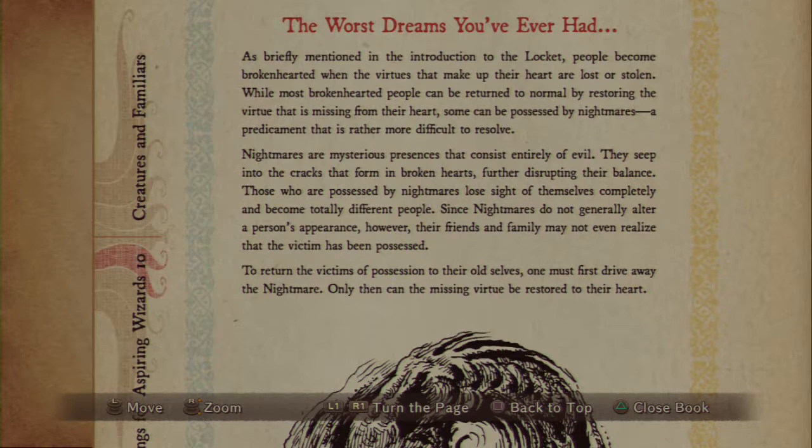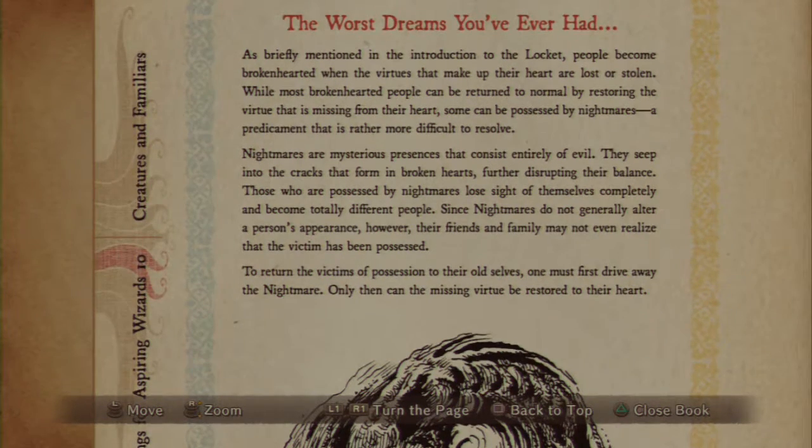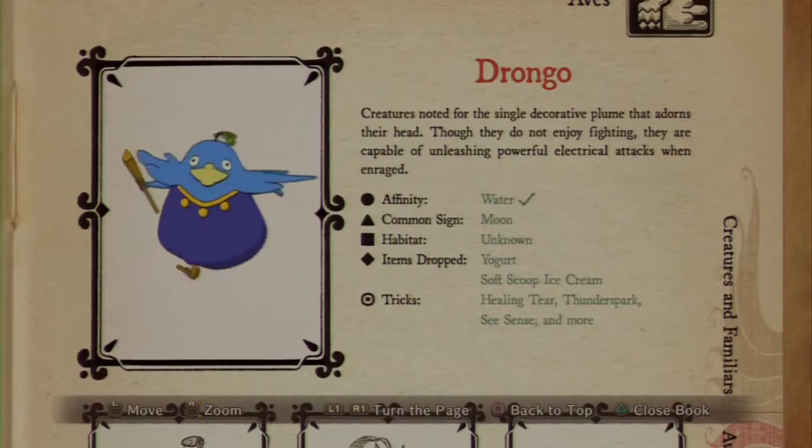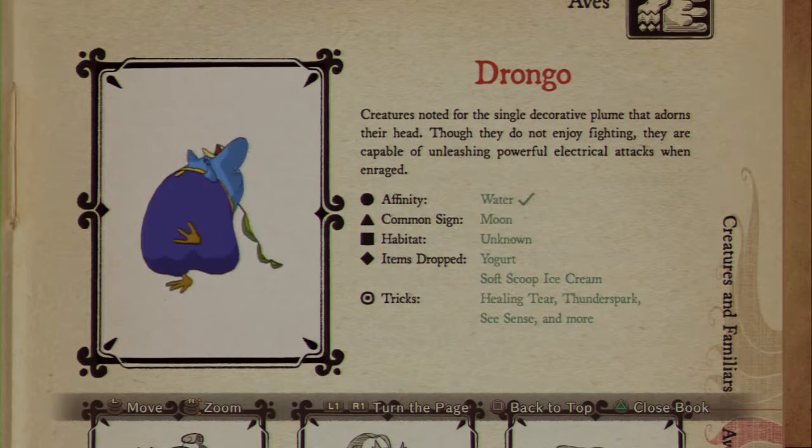Now we move on to Esther's familiar. Since we just got a new party member with a brand new familiar, I thought it would be important to introduce that familiar in, well, the entry. So I will meet you back in just a moment. Ladies and gentlemen, I give you the Drongo.